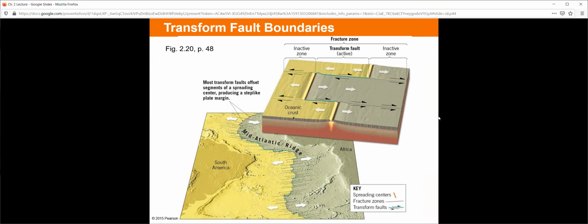Continuing this trend, right? Transform boundaries. Essentially, we separate them into 3 distinct categories, but in reality, they all interplay and work with each other. A divergent plate boundary will have transform action going on inside of it, and maybe some convergence as well. The Mid-Atlantic Ridge is full of lots and lots of fracture zones and transform faults. And you can see all those lines slashing across it between South America and Africa.